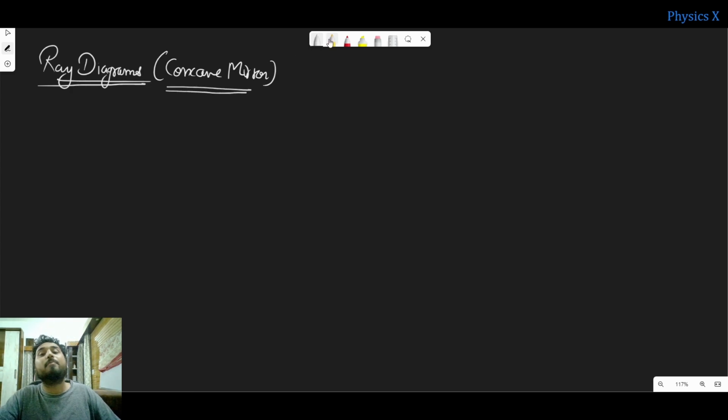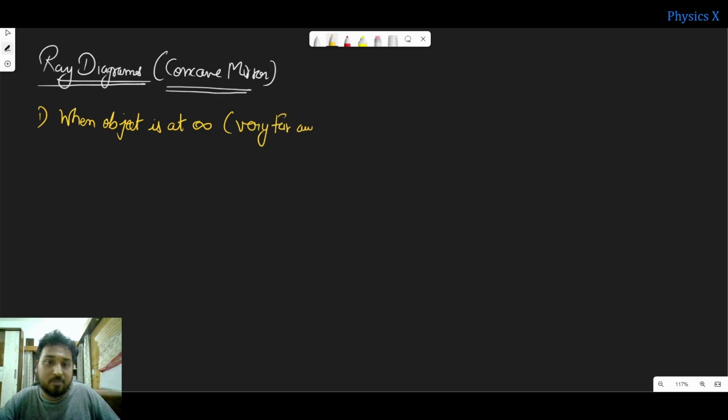So for different positions of the object, we will be considering where the image will be formed. Let us see the first case, when the object is at infinity. That means very far away from the mirror. So we will be seeing this case.